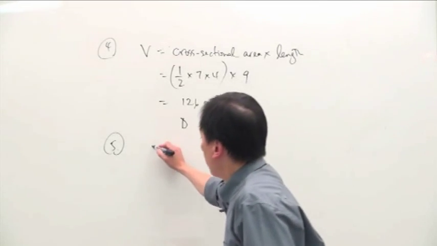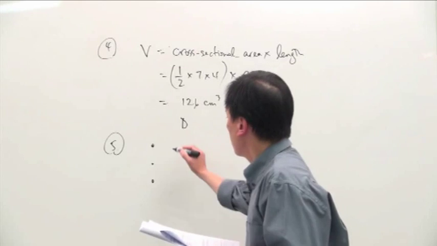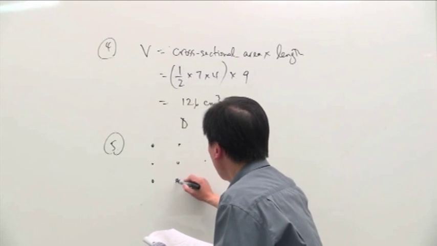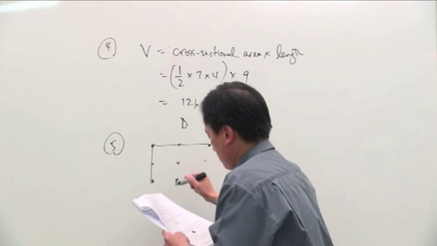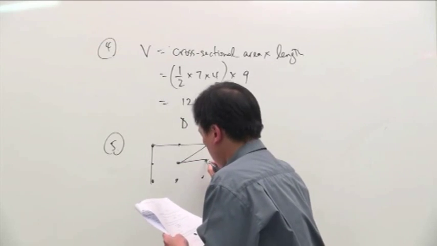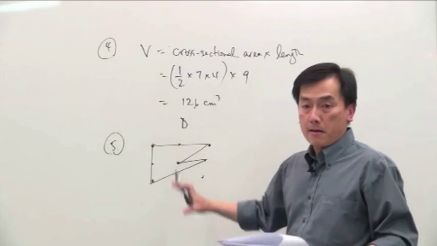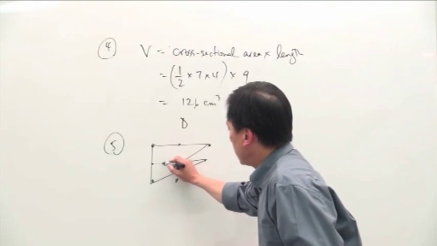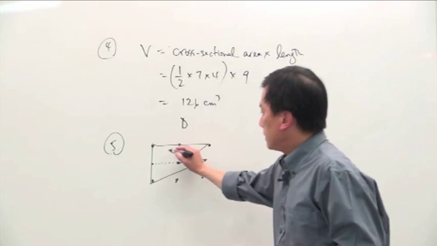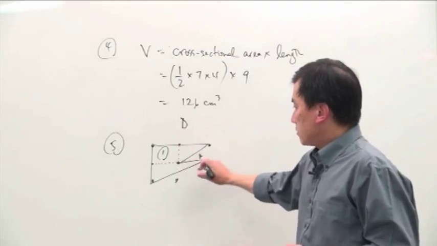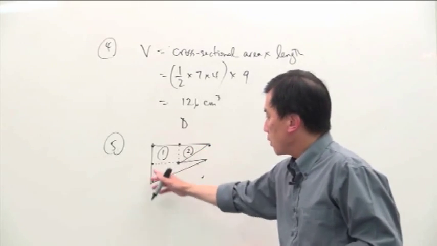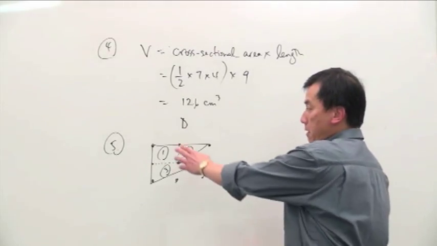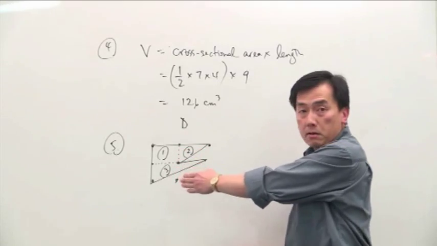Let me resketch the diagram roughly. Now, we want to find that particular area. We can actually divide this into three components. Okay, one particular area is going to be that one. Let's call that area 1. That is a triangle, that is area 2. And lastly, we're going to have a triangle, that's going to be area 3. So my area is going to be area 1 plus area 2 plus area 3.